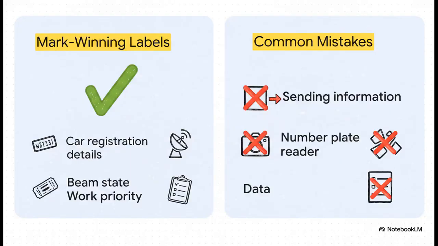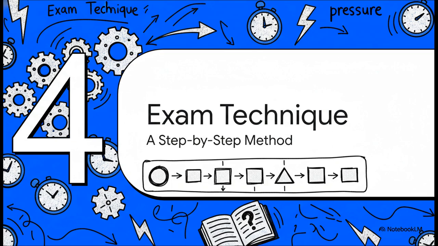And this slide just nails the point. Look on the left, you've got the good stuff, the mark winners: car registration, ticket details, beam state, super specific. Now look at the right. This is what we want to avoid. "Sending information," that's an action. "Number plate reader," that's a device. "Data list," just way too vague. The left tells you what is being sent. The right, not so much. That's the key difference.